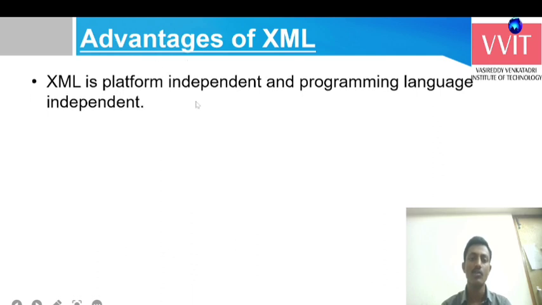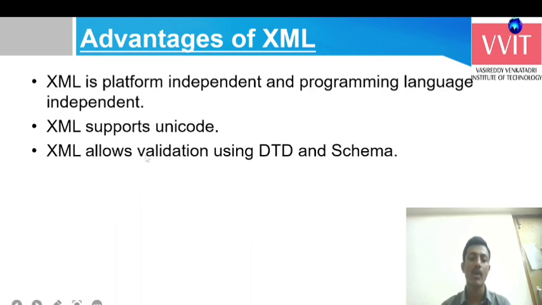What are the advantages of using XML? Here XML is a platform independent and program independent language. That means XML is independent of the platform. If we run the XML file on any browser, we get the same output. XML supports Unicode. That means XML supports Unicode characters like ampersand, ampersand LT, like entity references.